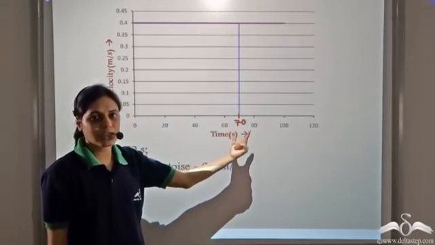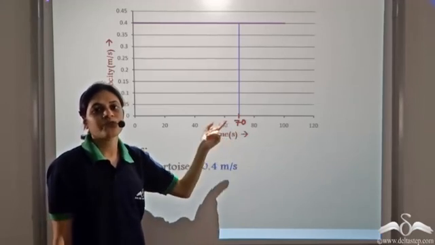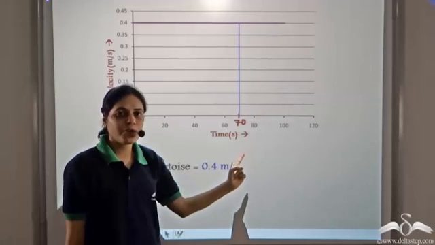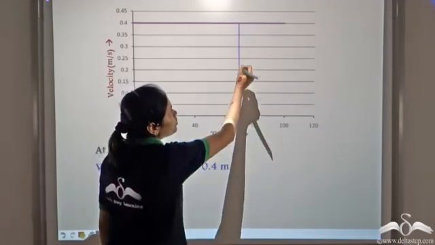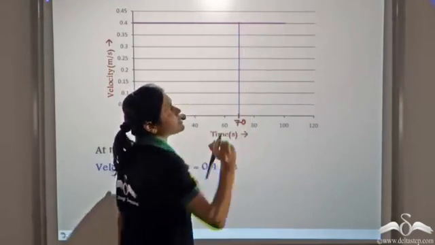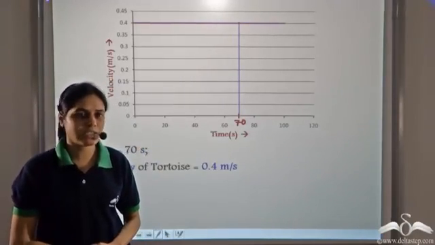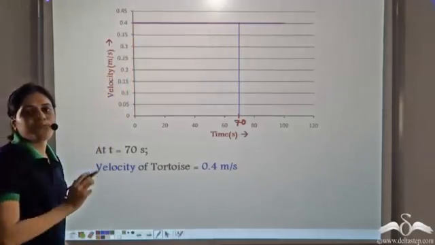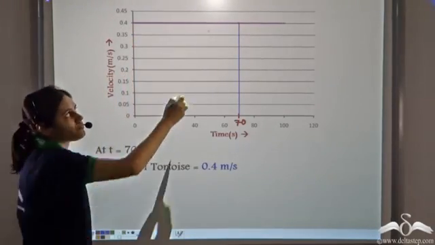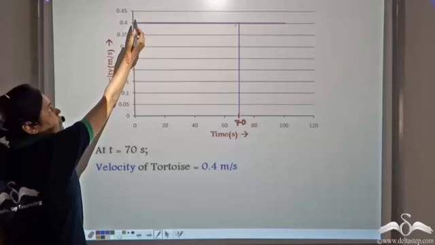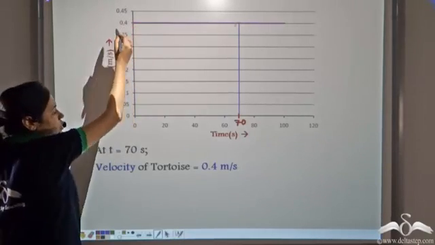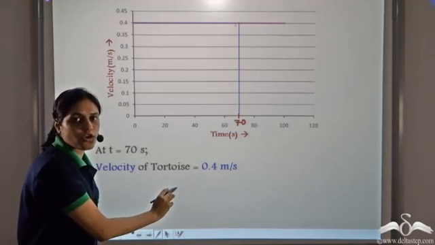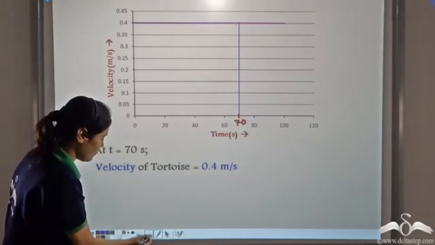At t equal to 70 seconds, what is the velocity? We find the point on the velocity time graph corresponding to 70 seconds. So this is the point on the velocity time graph corresponding to 70 seconds. And this point represents a velocity of 0.4 meters per second. So corresponding to this point, velocity on the y-axis is 0.4. So at t equal to 70 seconds, velocity of tortoise is 0.4 meters per second.